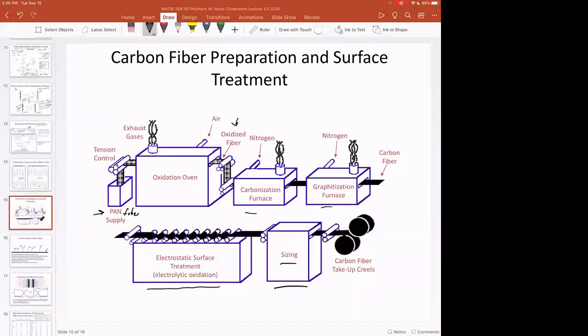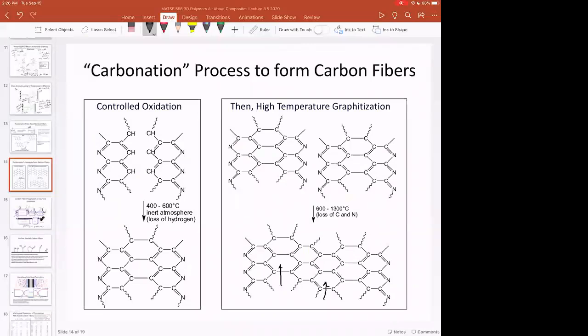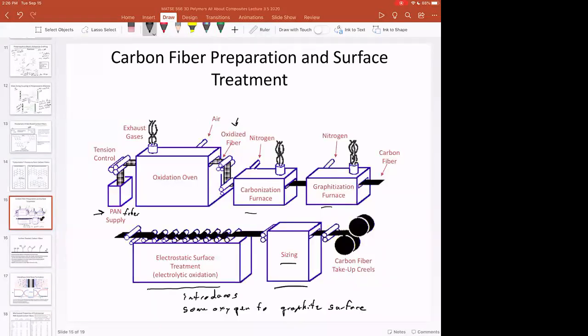And so the electrolytic oxidation introduces some oxygen to graphite surfaces, because graphite is also very non-polar, so maybe there's a little nitrogen in there, but it's mostly carbon and some hydrogen, so not a lot of things stick to that. And so you need to do a little bit of oxidation, and then you can apply whatever sizing treatment you want before you get your carbon fiber, your bundles of carbon fiber that you can weave and things like that.